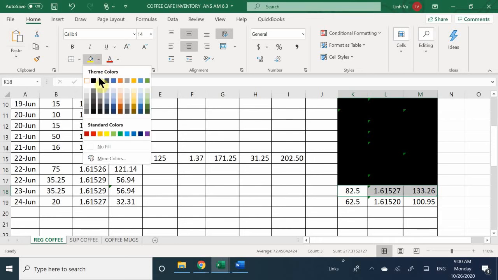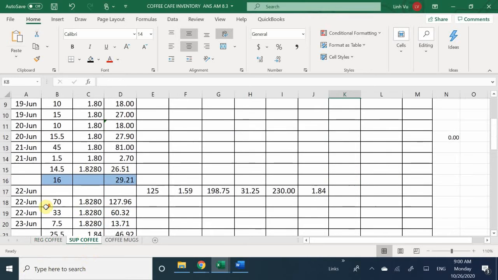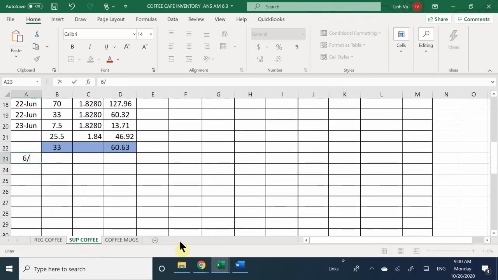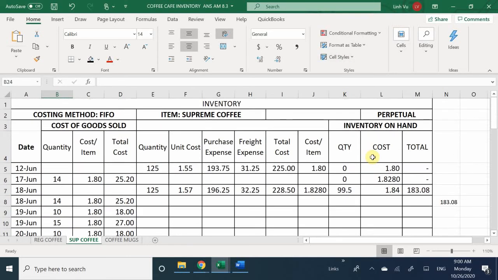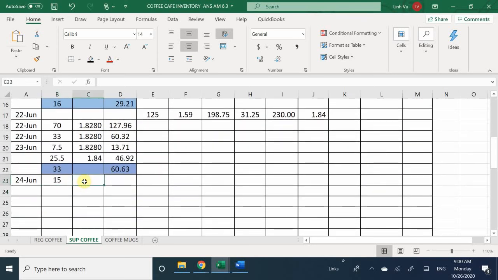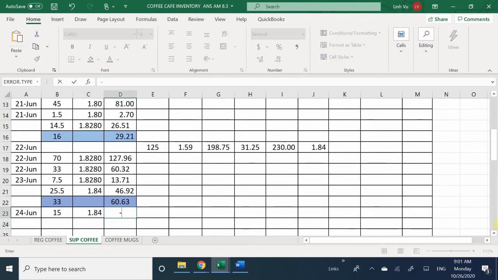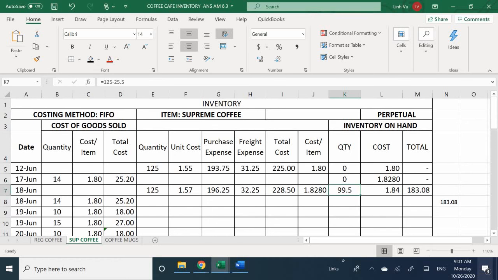Into the Supreme coffee. Sold for 24, 15 pounds. At what price? Let me go up there. 1.84. Since this number is already rounded, we don't have to do our equal round. 27.60. That's 15 times 1.84. Yeah, 27.60.